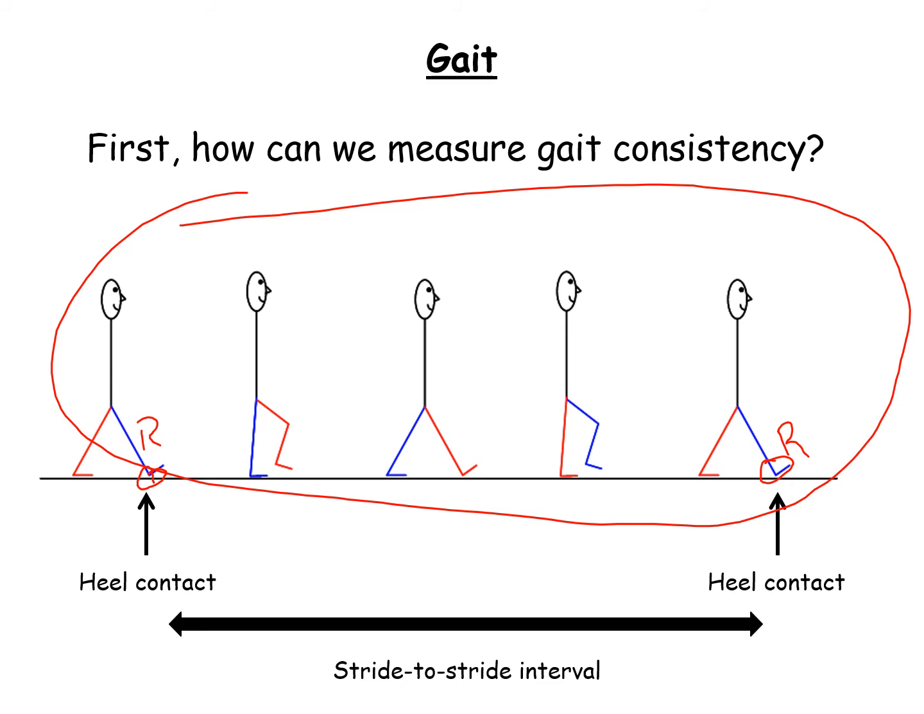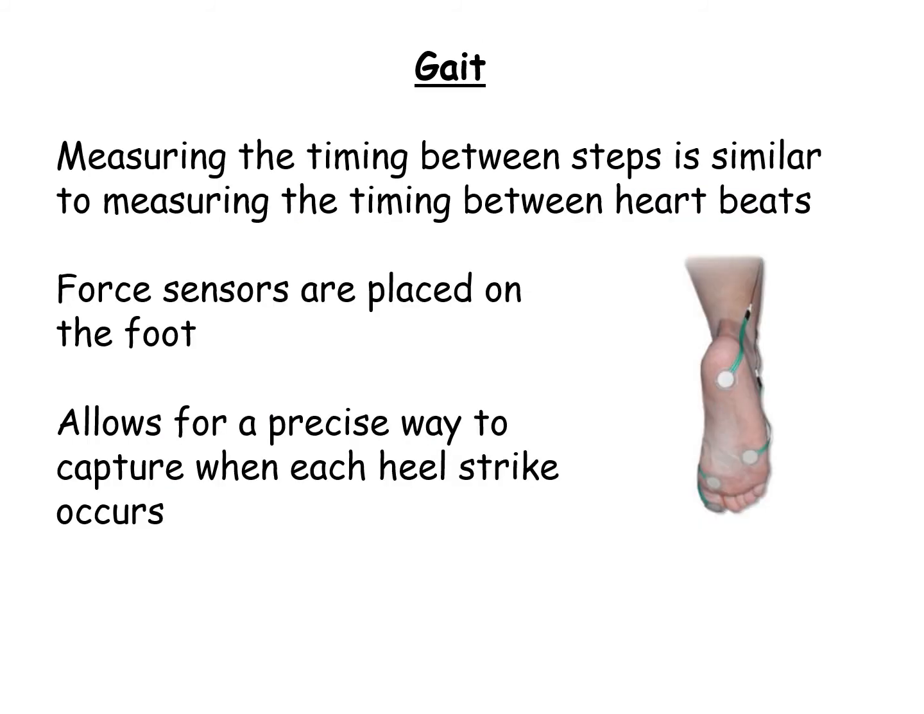What we do is we'll measure the time of each stride to stride interval and see, is that the exact time each time? We might also measure the timing of steps, similar to measuring the time between heartbeats. We might use foot sensors instead. When these foot sensors here are forced down on the ground on the heel and forefoot, it simply sends a signal up this wire and basically ticks. It allows for a very precise way to capture when each heel strike occurs.